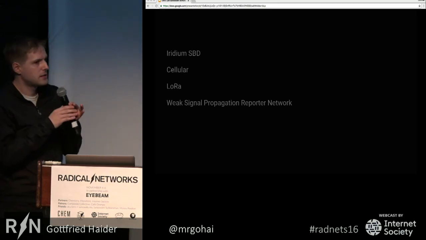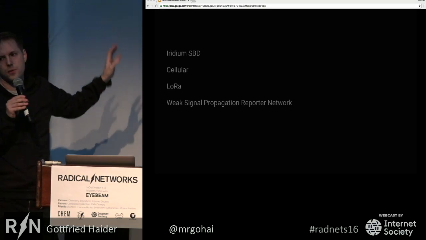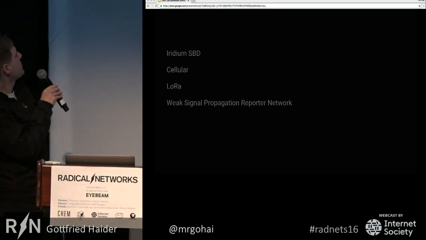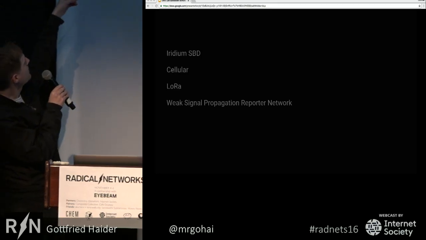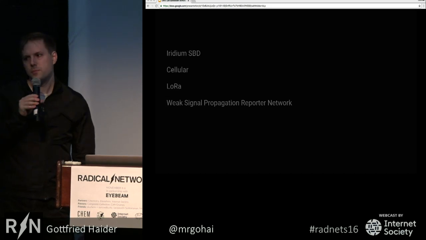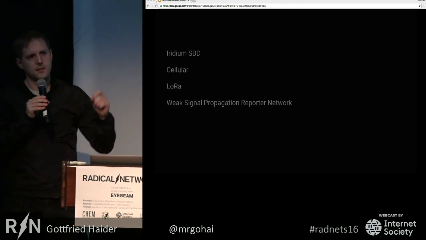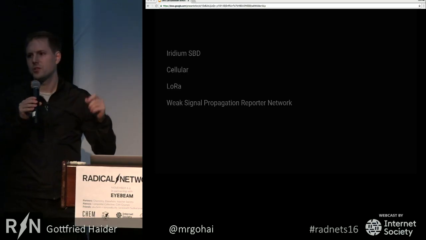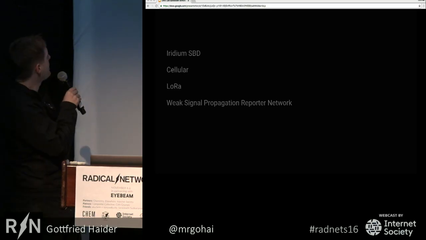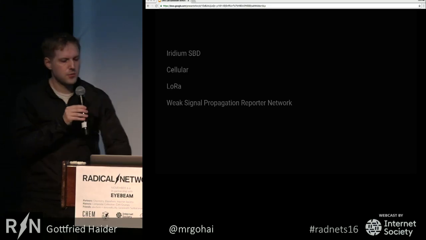Those are alternatives that I also considered. You could use cellular modems or cellular infrastructure, pointing to the workshop that happened this morning. You could use Iridium satellites.